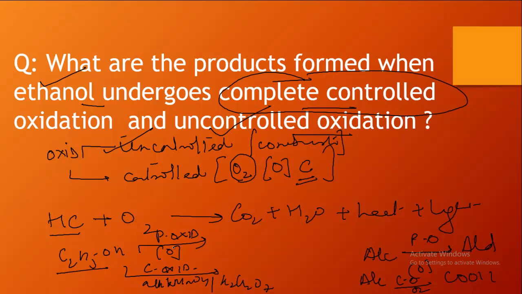So let's complete this. We have ethanol. On partially oxidizing, it will form an aldehyde. Ethanol will change into ethanal, so that means we will have CH3CHO. And when it is completely oxidized, it will form the respective carboxylic acid. That is, ethanol will form ethanoic acid, which is CH3COOH. So this is ethanoic acid.